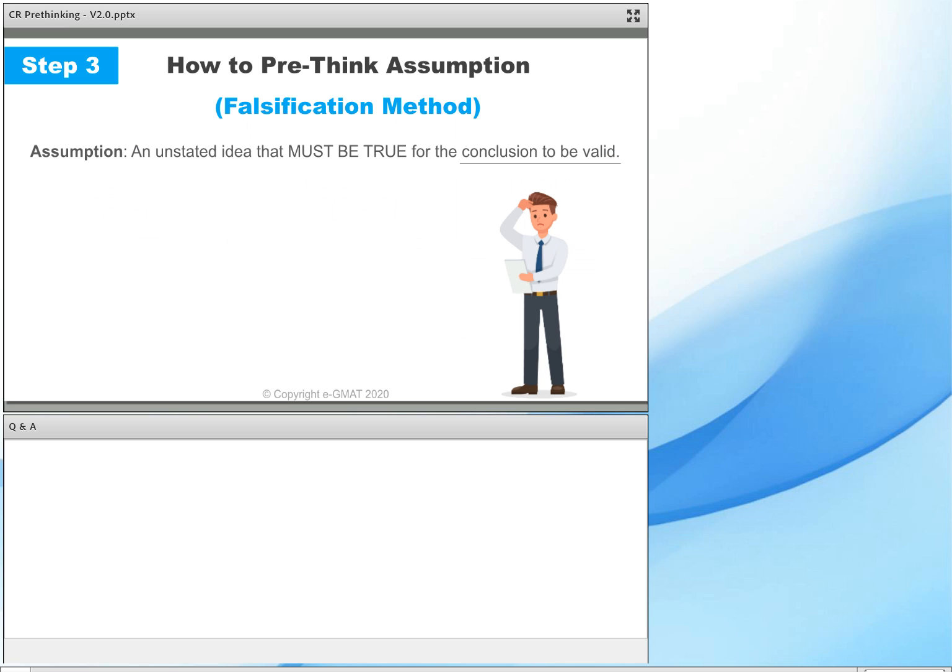Now, what's the logic behind this pre-thinking question? The logic behind this pre-thinking question comes from that definition of an assumption.